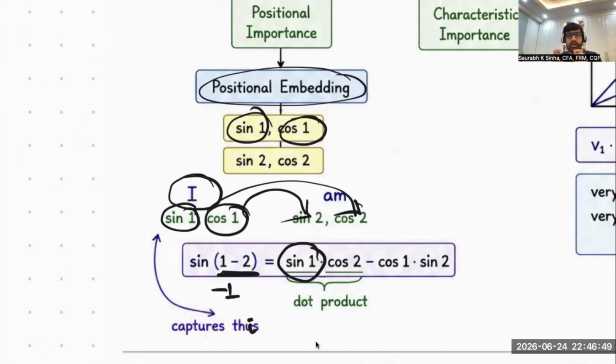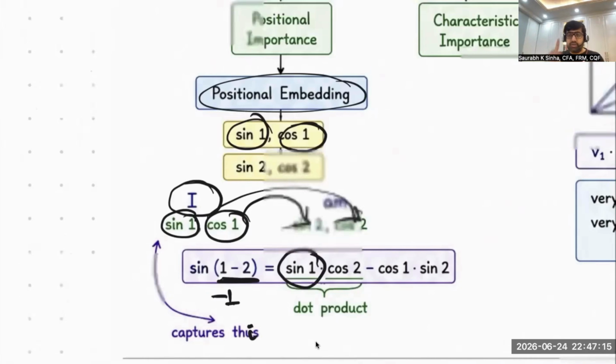This is because the dot product carries that information. So it's not that when you added sine 1 and cos 1, sine 2 and cos 2, then and there it captured the positional information. No, the real positional information, the relative information between two tokens, gets captured when you do the dot product. So this is number one.